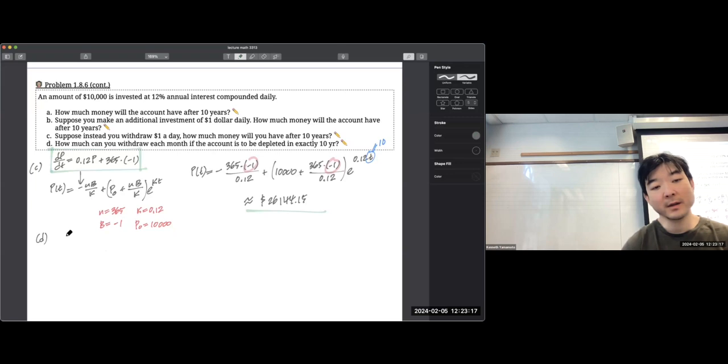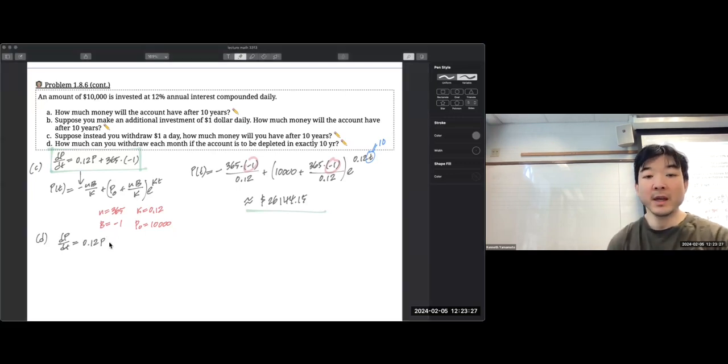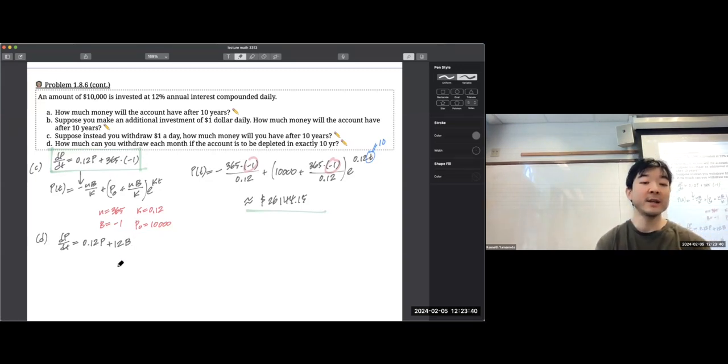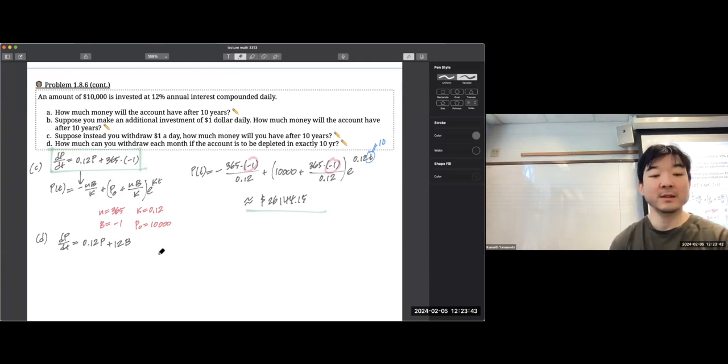For this next one, the differential equation is going to be dP/dt equals, you still have the same interest rate, plus, you're going to do monthly because you're trying to withdraw each month. So n is 12, and then you're going to have that multiplied by b. And we're not sure what this b is. We want to find a b that will end up giving us that the P, which is the amount of money in the account, will end up being 0 after 10 years. So this is the differential equation for this problem.